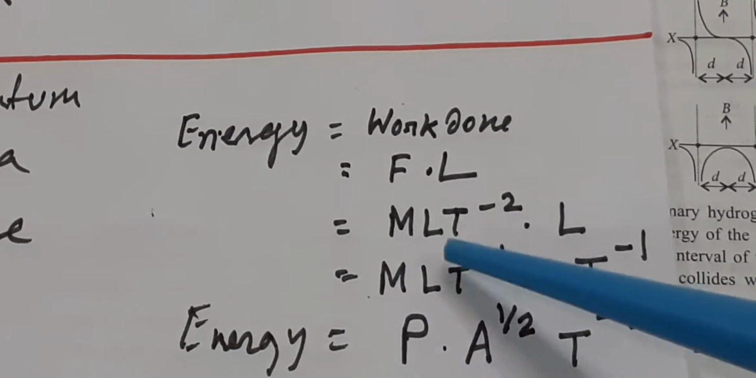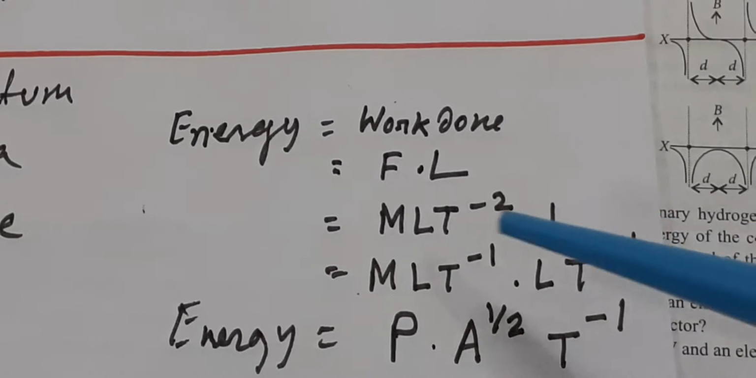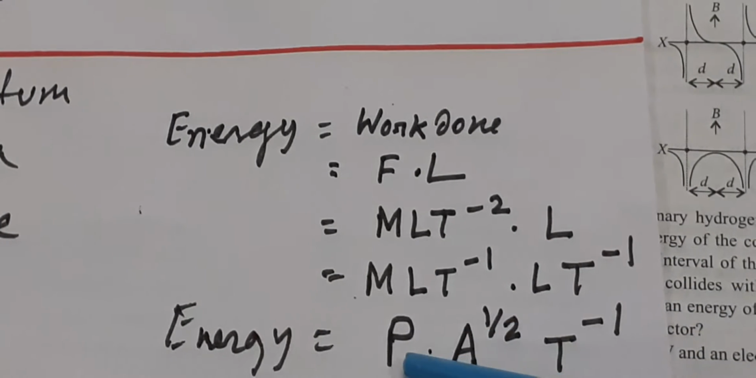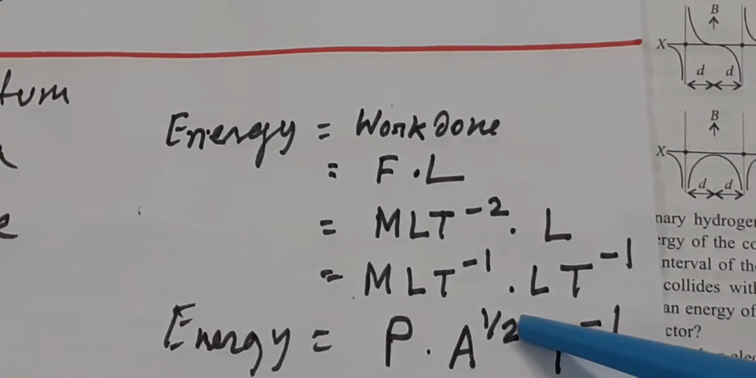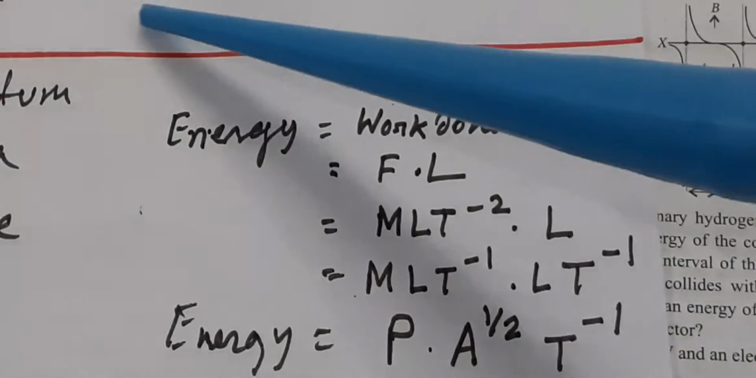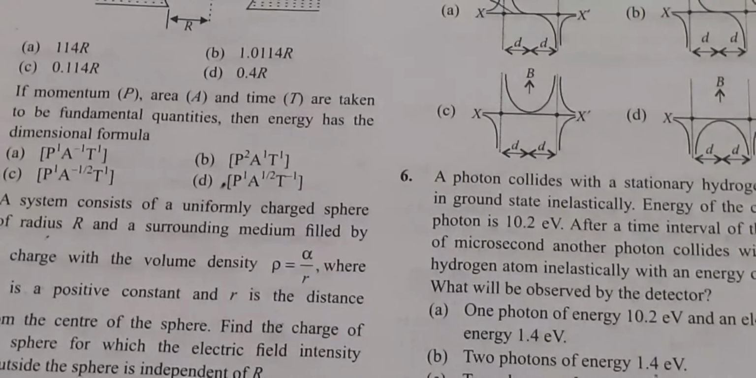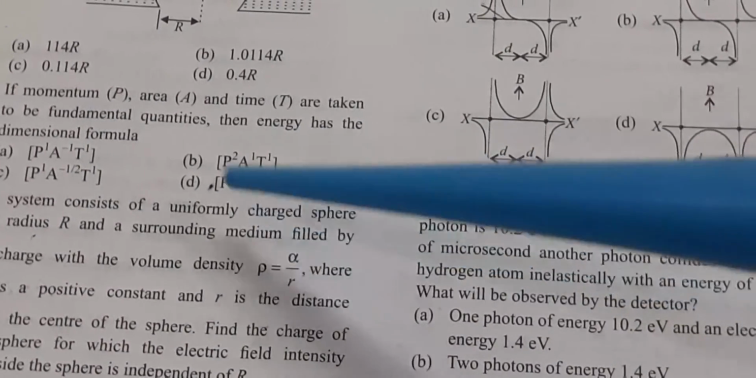From here we can write M L T to the power minus 1 and L T to the power minus 1. M L T to the power minus 1 is momentum, replaced by P, and L can be replaced by root A, that is A to the power half, and T as usual T to the power minus 1. So this is the expression for energy when the fundamental units are momentum, area and time. And this is choice D: P to the power 1, A to the power half, T to the power minus 1.